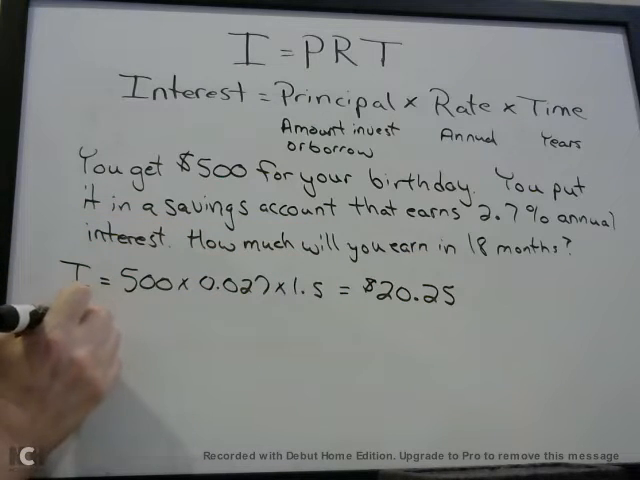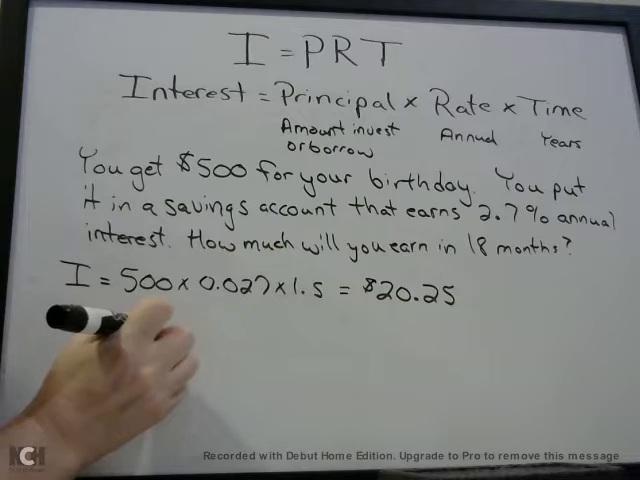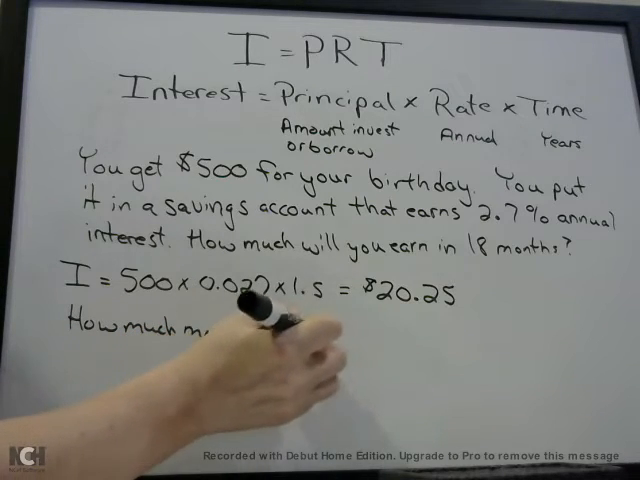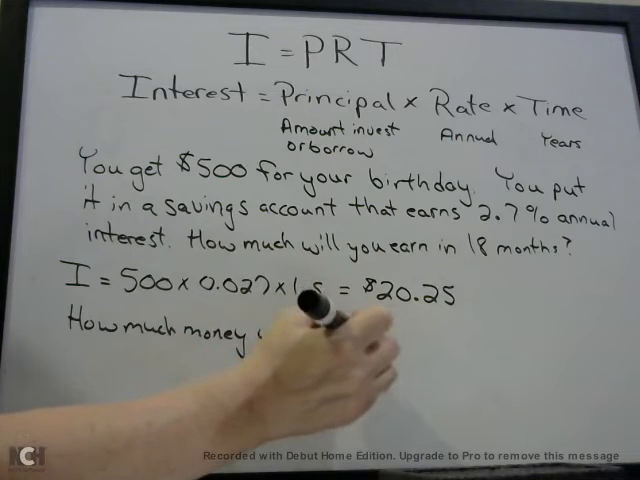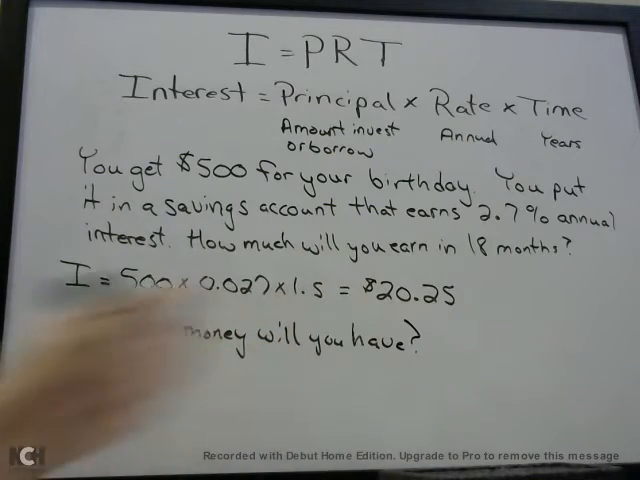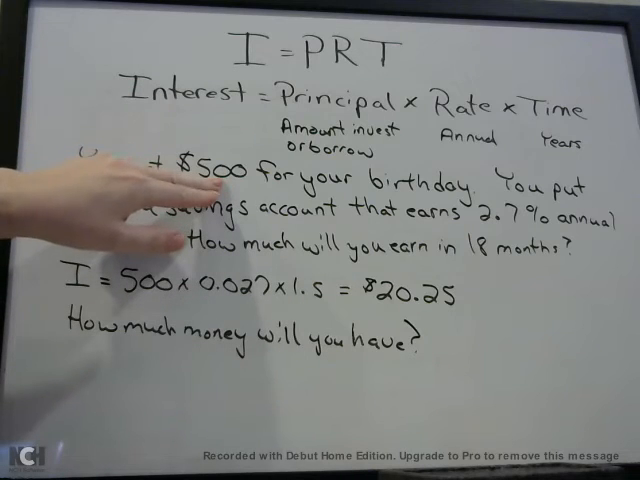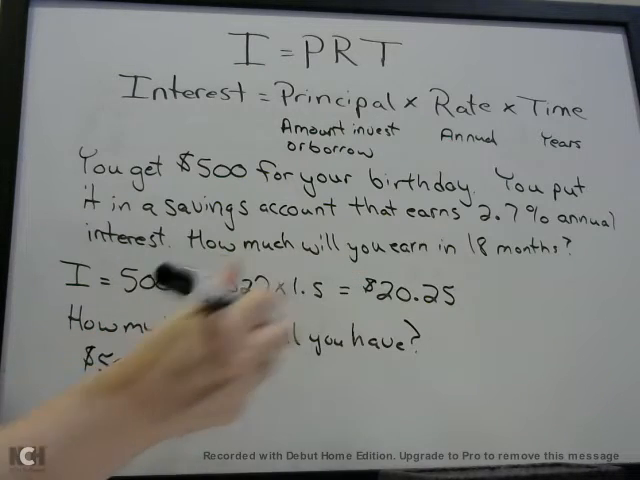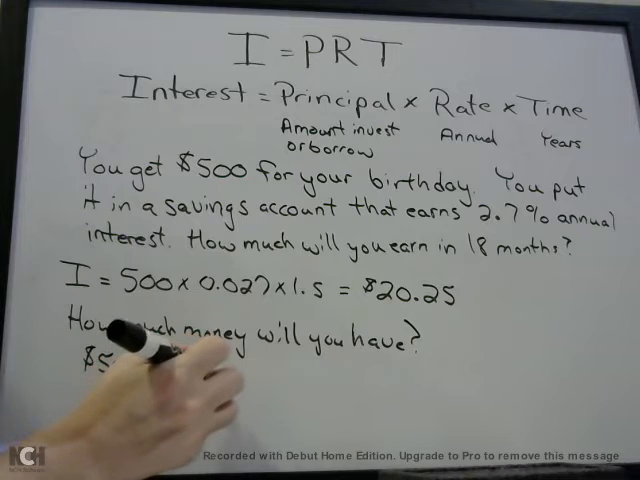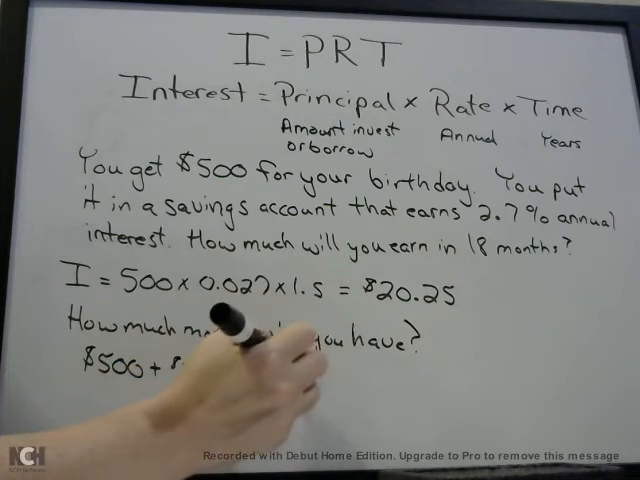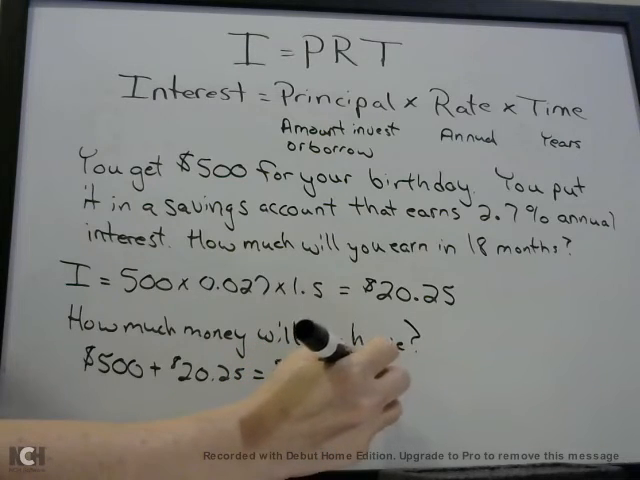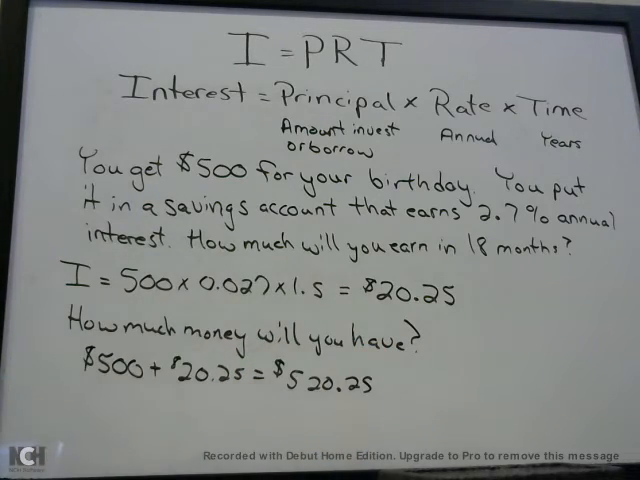If it said how much money will you have, then you need to add on the 500. So how much money will you have? Well, you have the 500 you started with, plus you've earned $20.25. So the answer to that question would be 520.25. So make sure you read the question.